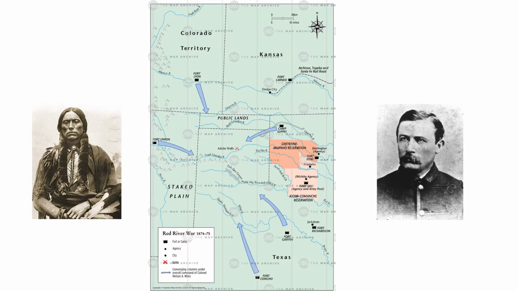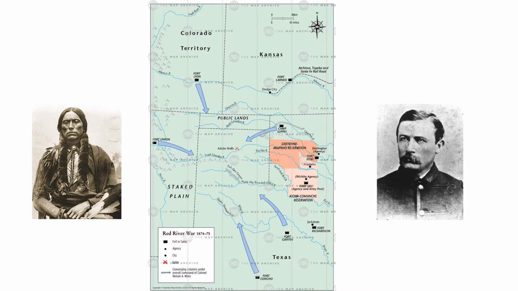You can see the location of Adobe Walls. It's right there in the middle of that small red X that all the arrows are pointing toward. You can even see where Dodge City was up there in southwestern Kansas. Now, after the attack on Adobe Walls, there were several other skirmishes.